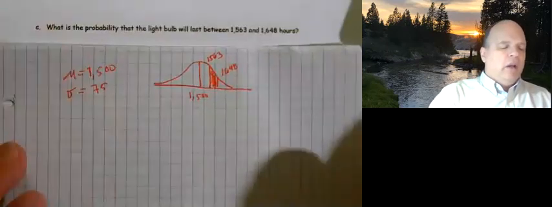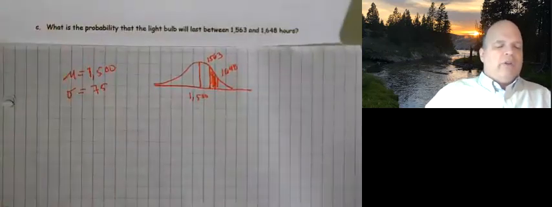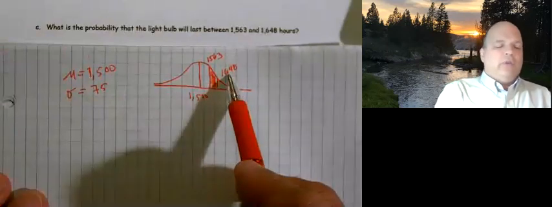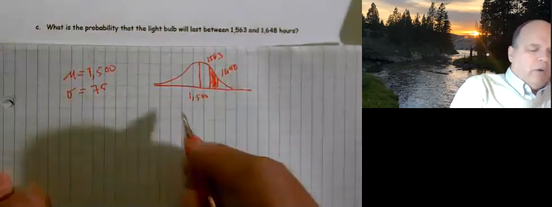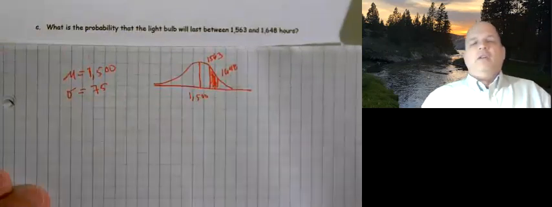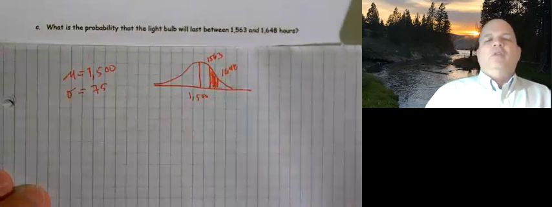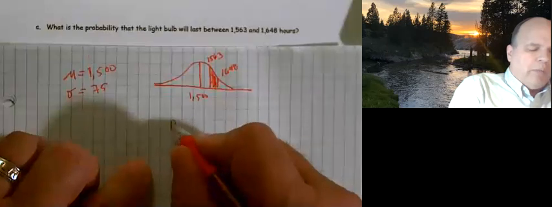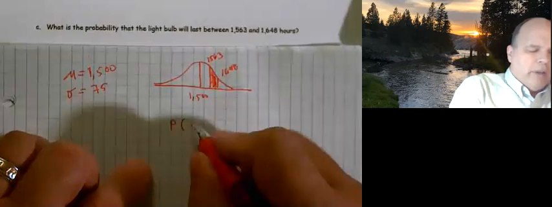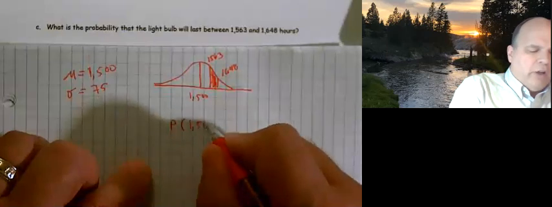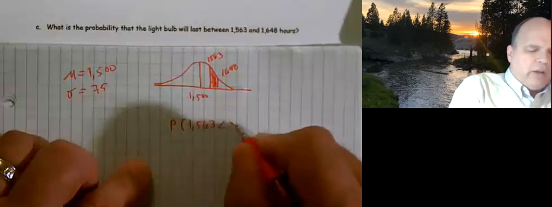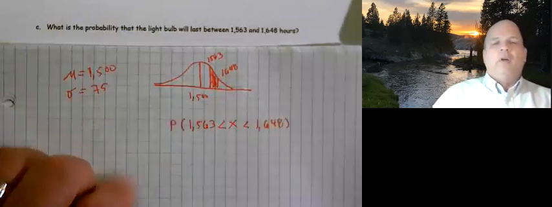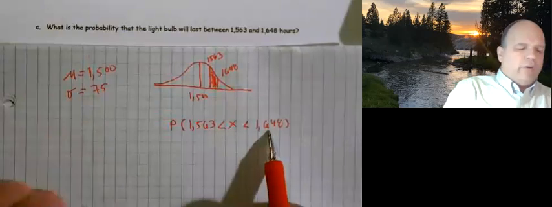So, how am I going to do this? I'm going to have to break this into two parts, and I always start with the larger value first, which in this case is 1648. So I'm going to do a z of 1648 and a z of 1563. What they're really looking for is the probability that 1563 is less than x is less than 1648.